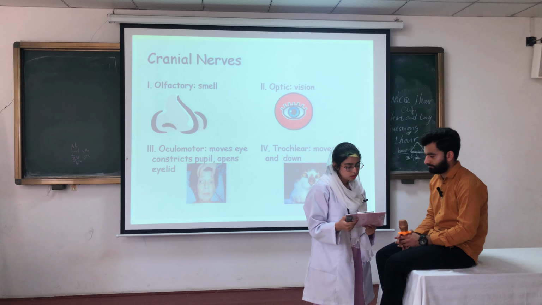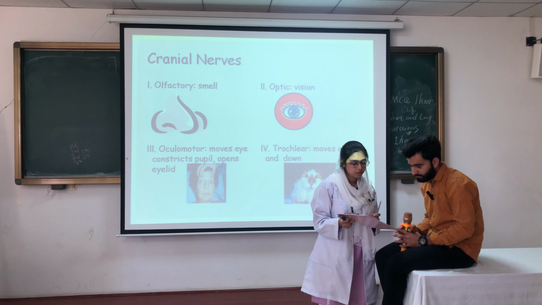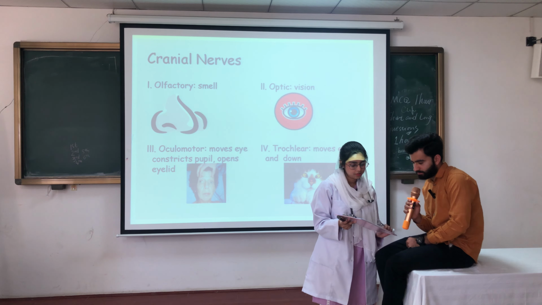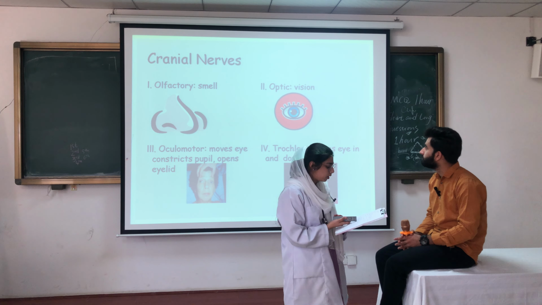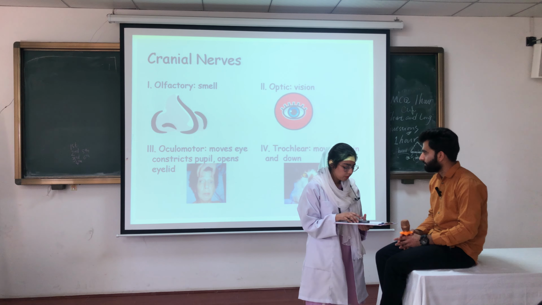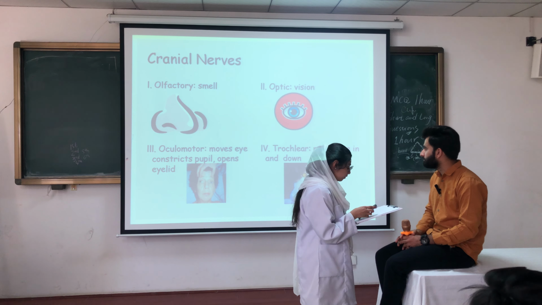Can you please read it for me? Visual acuity and visual fields by closing lights, optic fundi. So we have to see about the optic nerve. After that, we have to check the third nerve, fourth nerve, and sixth nerve.